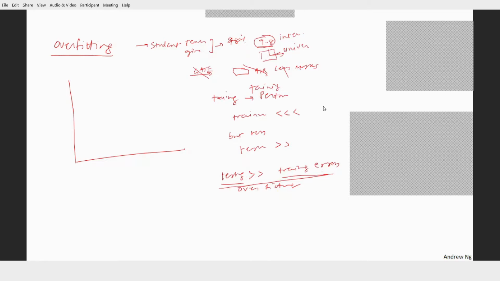Am I clear with the definition of overfitting for now? Okay.